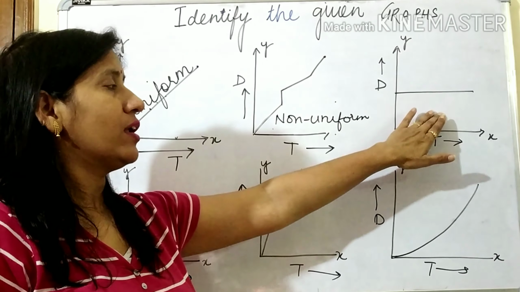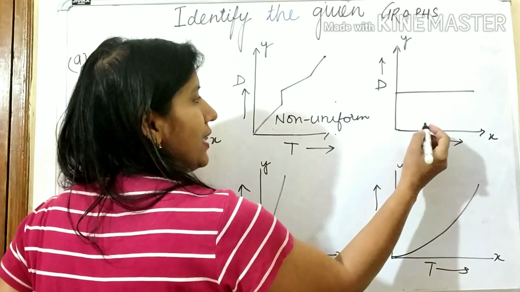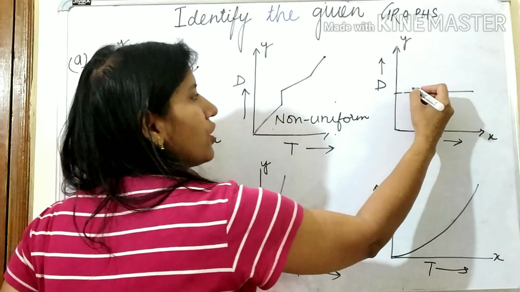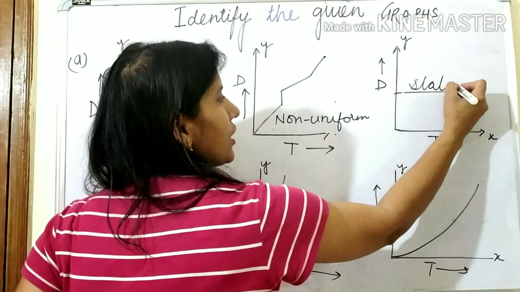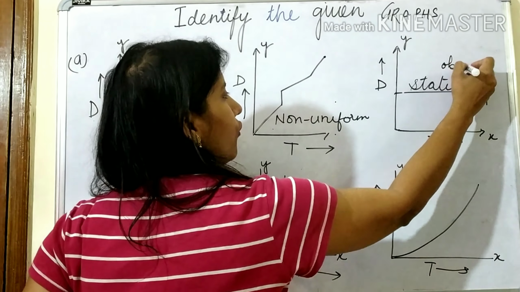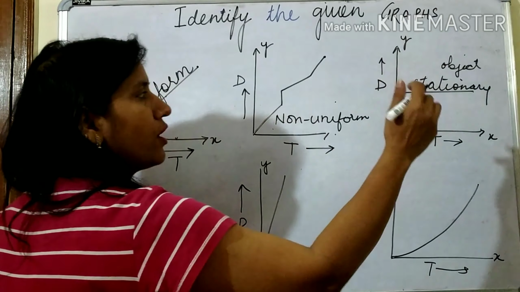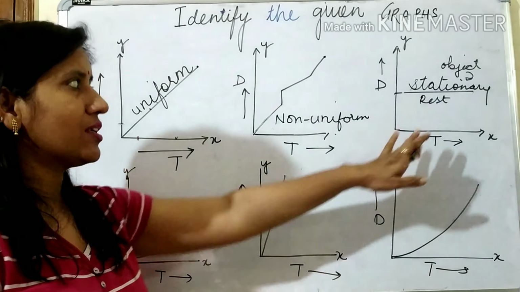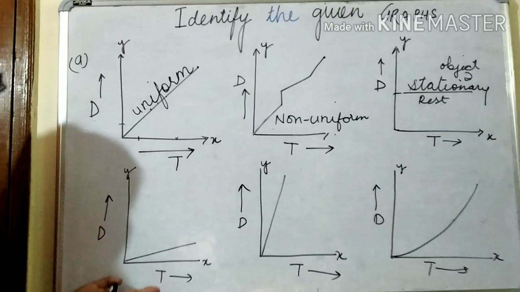Let's see the third one. The third one is a straight line. That means time is going on, but the distance is not traveled. So this graph is stationary. It means the object, what is an object? Object means the moving one. The object is at rest. Fine. So this is a stationary graph.